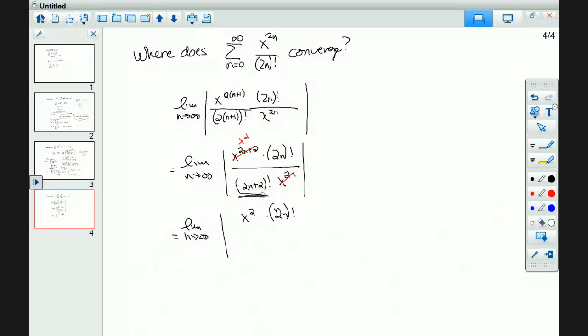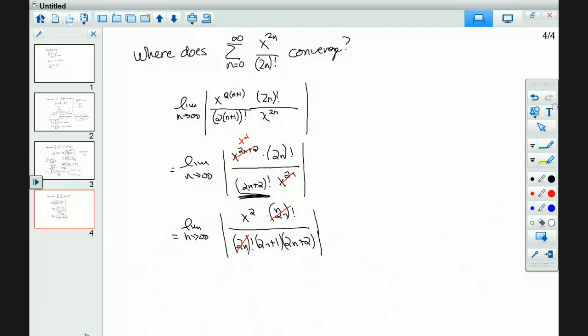How can I rewrite this? (2n)! times (2n plus 1) times (2n plus 2). See what you did there? 2n factorial is everything beneath it. But then you have a plus 1 and a plus 2 to take care of the rest of it. So these are the same statement. Okay. Now, obviously, we're good to go here.